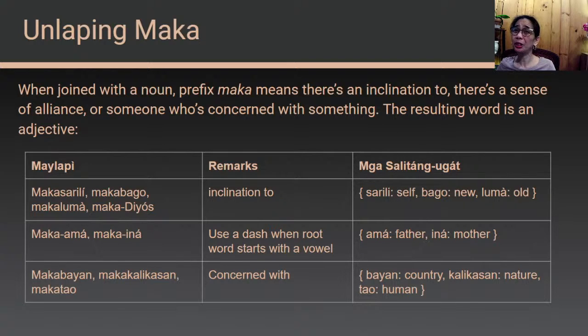Makakalikasan. You're concerned with nature. Climate change and other things, flooding, deforestation. So, what about your actions? Isa ka bang makakalikasan? Are you a makakalikasan? Makatao. Makatao is about people who advocate for human rights, or labor concerns, things like that. Concerned about people's well-being, status, civil rights. Makatao. Okay. Next, let's do the next page.